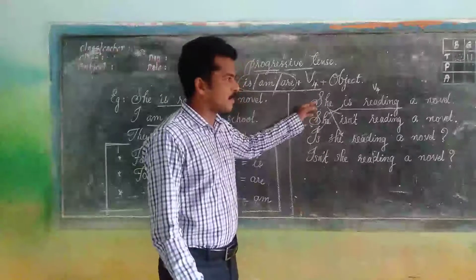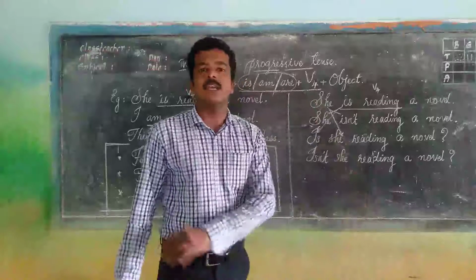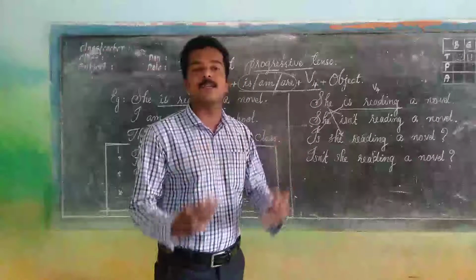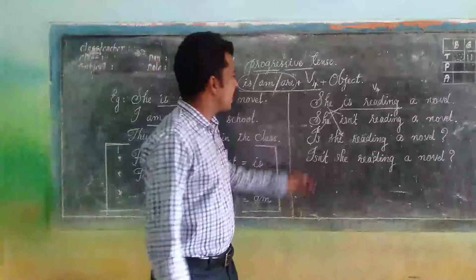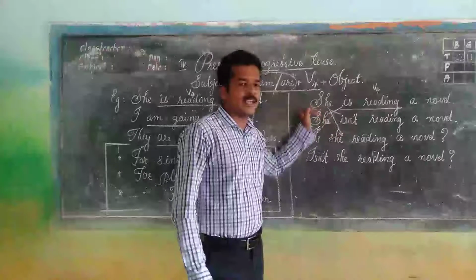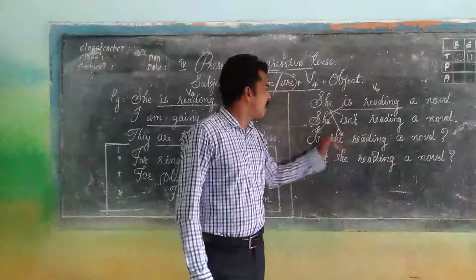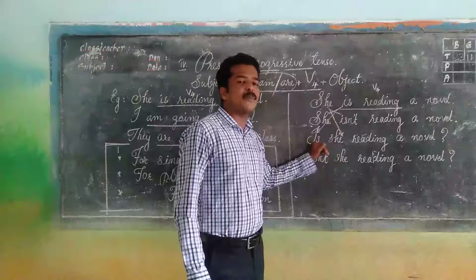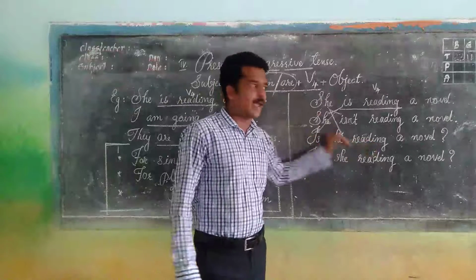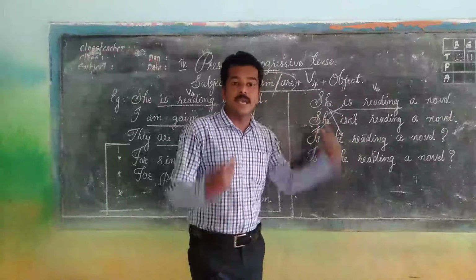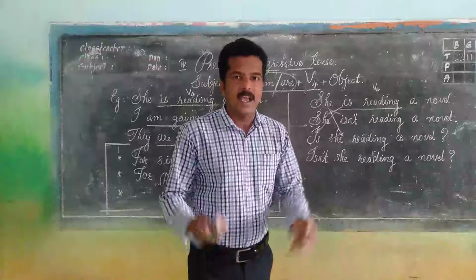And one example is mentioned here. She is reading a novel and the sentence is expressed in present progressive tense. And the negative form is she isn't reading a novel. And the interrogative form is is she reading a novel? And the negative interrogative, isn't she reading a novel?